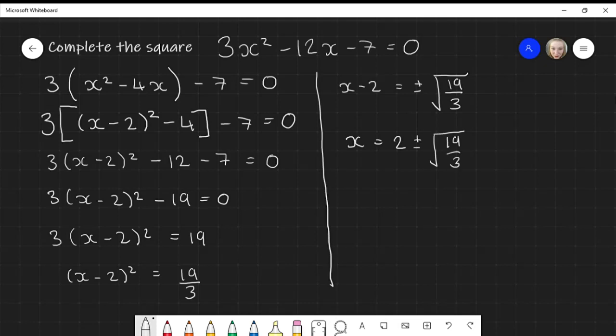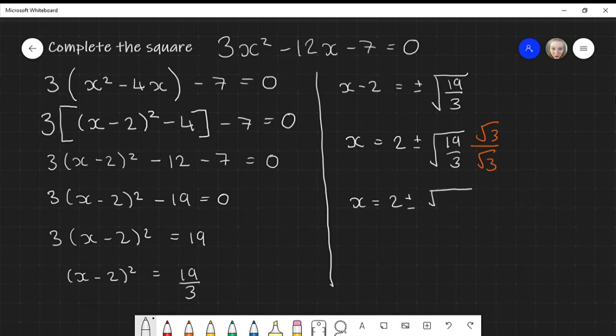You can leave the answer here, but I don't like having a square root on the bottom, so I'm just going to manipulate this answer a little bit just to get rid of that root 3 at the bottom. And to do that, I'm just going to times the top and the bottom by root 3. In essence, you're basically timesing it by 1, because root 3 over root 3 is just 1.